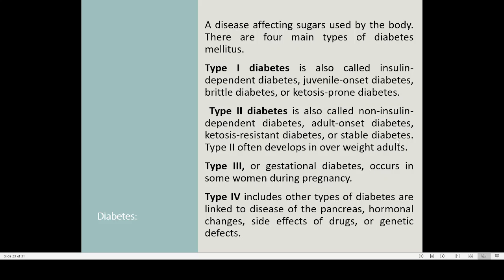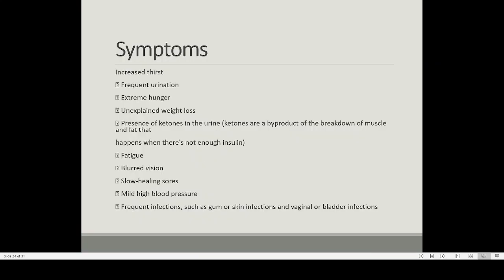Then type 4 diabetes includes other types of diabetes linked to diseases of the pancreas, hormonal changes, or side effects of drugs. All these come under the type 4 category. So these are the 4 prominent types of diabetes. Now here you can also see the common symptoms of diabetes. Some of the symptoms you know already.